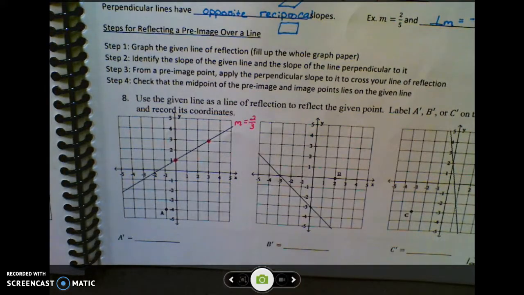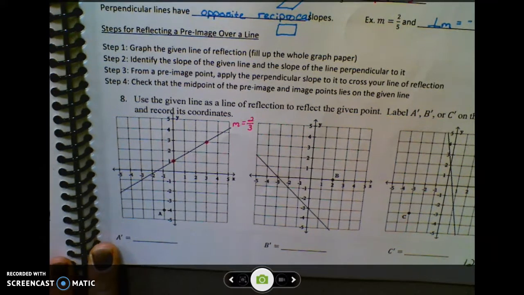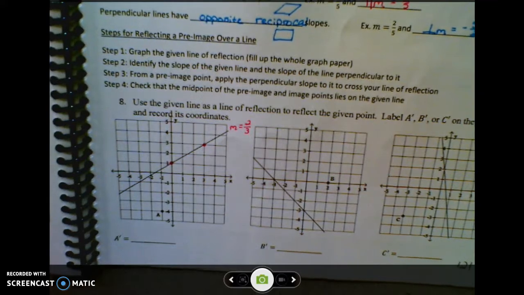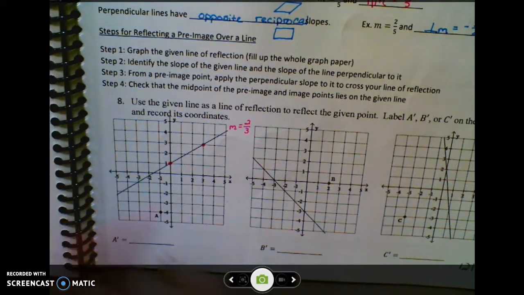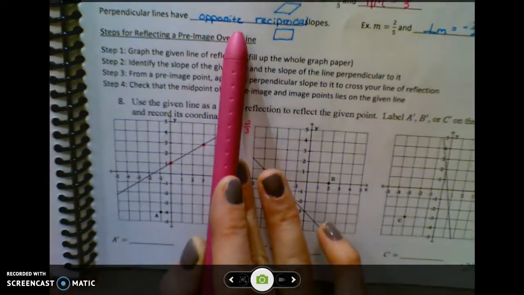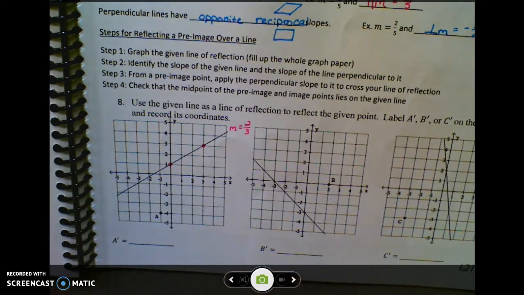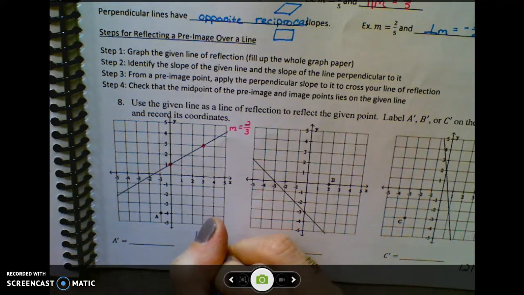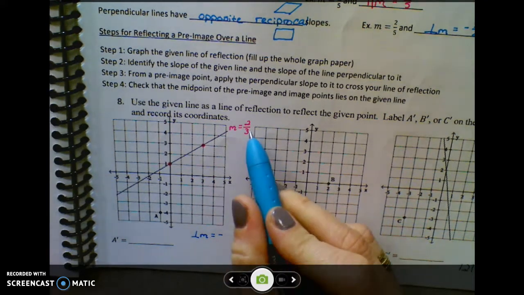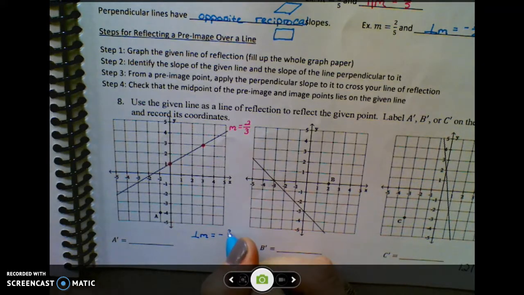We don't want to use that slope. We want to be at a right angle so that we can flip over, just like we did when we did vertical and horizontal lines. So to be at a right angle, we need to have opposite reciprocal slopes. So I need the opposite reciprocal of 2/3, which means that number was positive, so we will use a negative. This number was 2/3, so we will use negative 3/2.